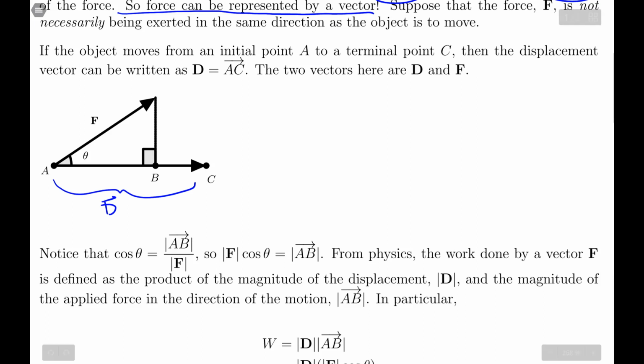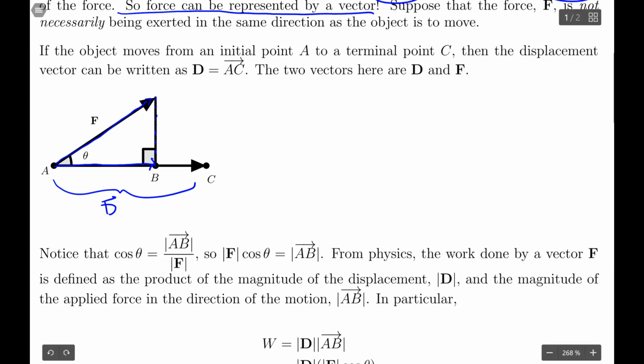So let's actually consider the right triangle formed by the directed vector AB, the vector F, and then we can drop a leg down from the top of F down to B. When we do this, we are constructing a right triangle. Because we have an angle theta here, we can observe that cosine of theta is the size of AB over the size of F.